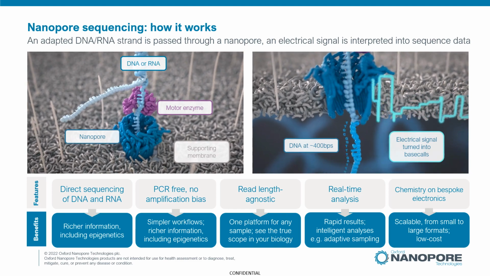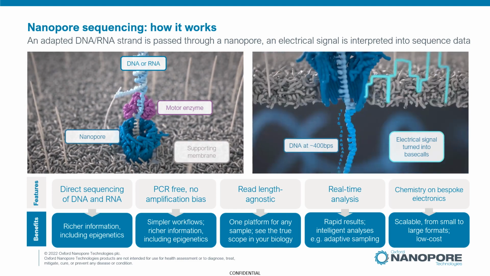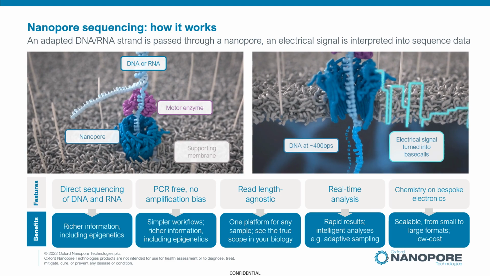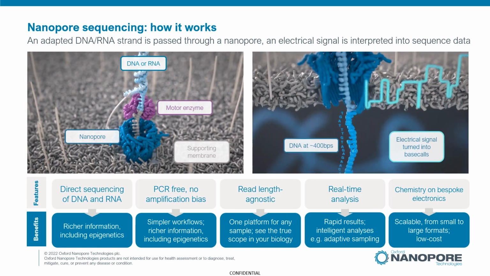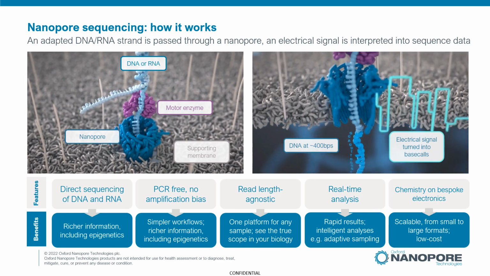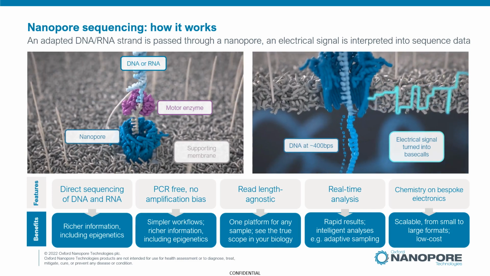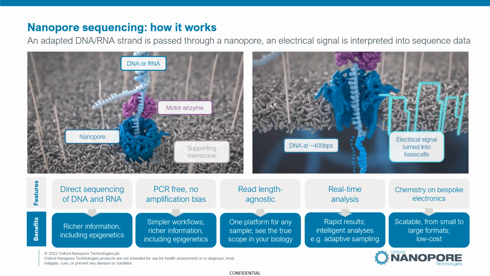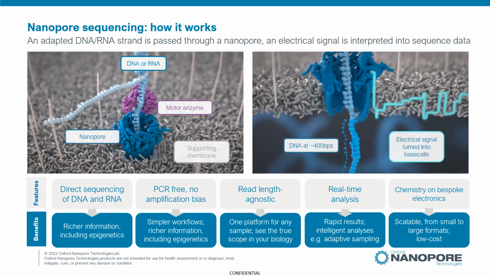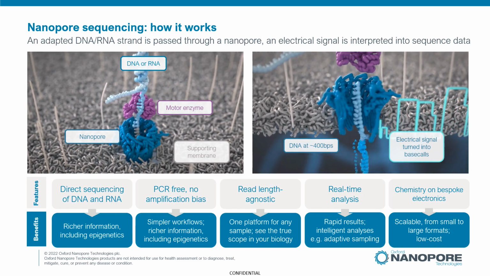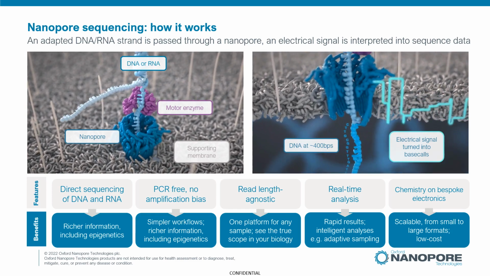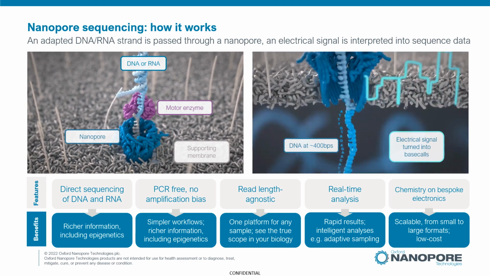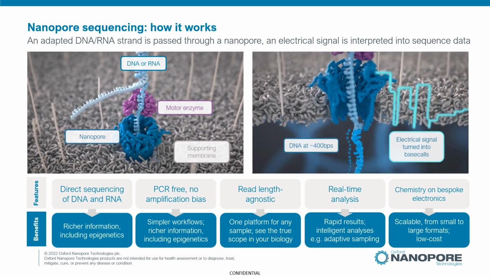We're also read length agnostic, so whatever length your fragments are, that will equal your read lengths. With short fragment mode now integrated with our Minnow software, we're able to sequence fragments as short as 20 base pairs, which is great for cell-free DNA, circulating tumor DNA, and FFPE samples. And we can sequence all the way up to 4 megabase pairs, which is the current customer read length record.